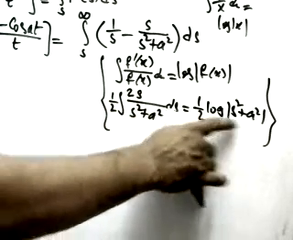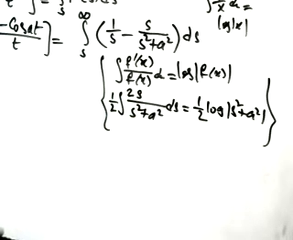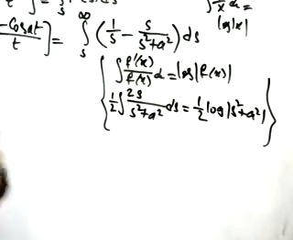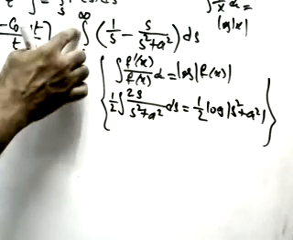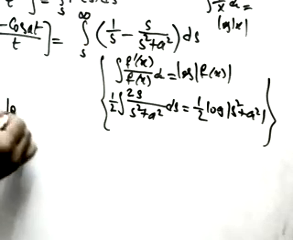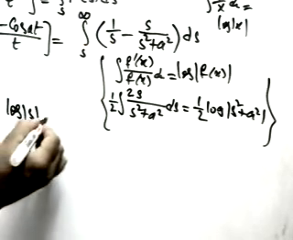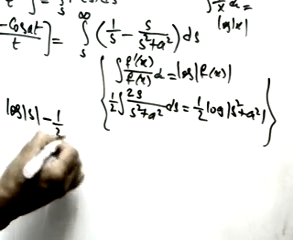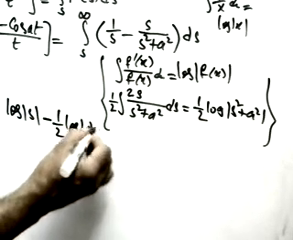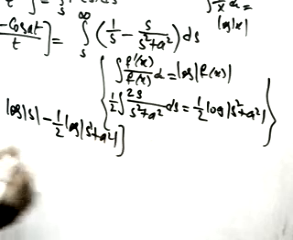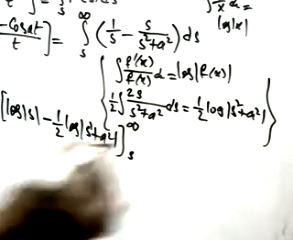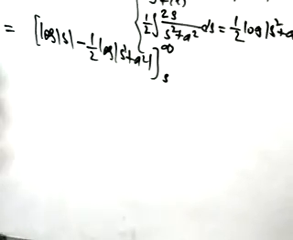Okay, so now we have this formula: the integration of f dash x by f of x is log of mod f of x. So we can use this one. The integration of this will be 1 by 2. Now the integration of 1 by s is log of mod s, minus the integration of f dash x by f of x, which we have solved: 1 by 2 log of mod s square plus a square. Now after integration we have to use the limits, s to infinity.